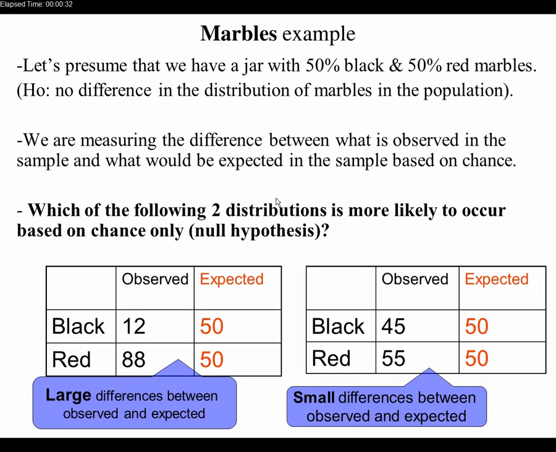in the sample based on pure chance. Okay, which of the following two distributions is more likely to occur based on chance only, which is the null hypothesis? This is the left one with expected 50-50, and I get 12 blacks and 88 reds in my sample, or is it more likely that purely by chance I'm going to get 45 and 55? Okay, in this one there are large differences between observed and expected, and in this one there are small differences between observed and expected. What do you think?